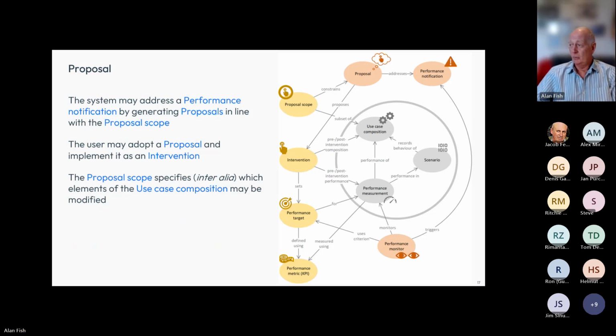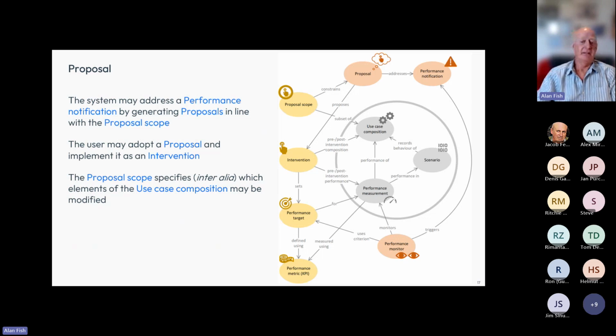However, we need, as the designers and users of the system, to place some bounds on what sort of proposals are made. So I've got something here called a proposal scope, and essentially those proposals must be made within the scope defined in the proposal scope. So it'll be, for example, a subset of assets in the use case composition which it is allowed to change. They might restrict it to a particular decision, for example, or a particular parameter even. We can make it as specific or as generic as we like.